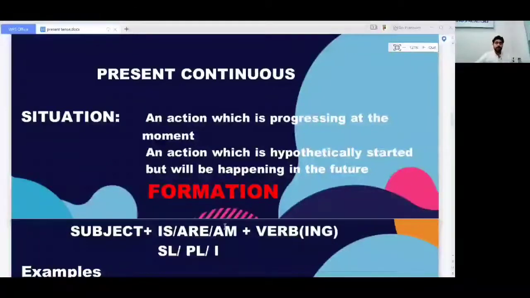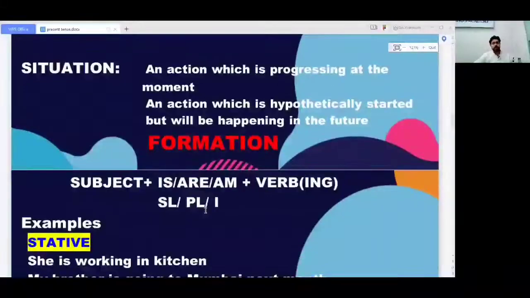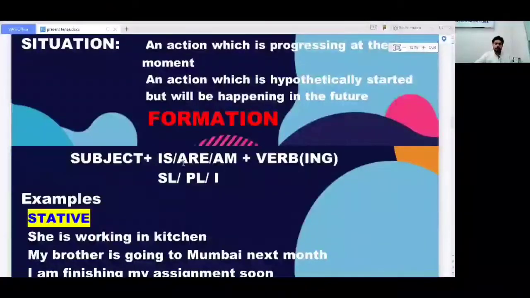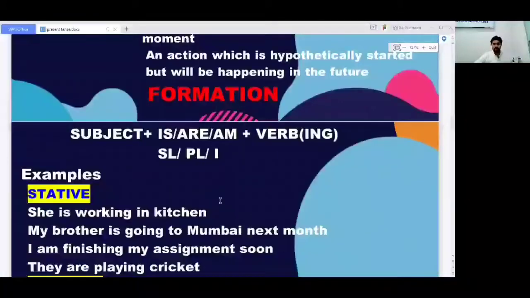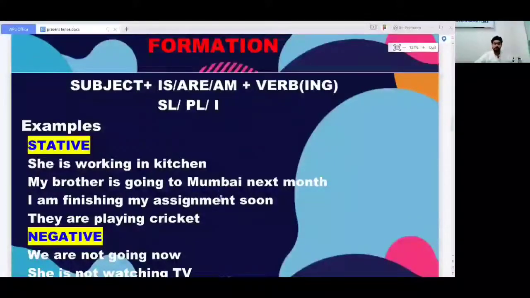So we use present continuous in these two situations, and this is one of the easiest tenses we can formulate in English. Look at that. Subject plus is or are or am plus verb and the ing form. What is it? When the subject is singular, we have to use is, and when the subject is plural, we have to use are, and when the subject is I, we have to use am. That's it. Very, very simple, and it is the easiest tense that you can learn.